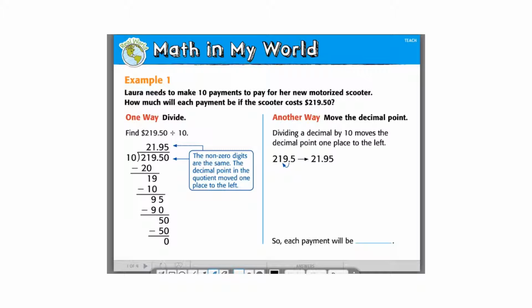Example number 1. Laura needs to make 10 payments to pay for her motorized scooter. How much will each payment be?